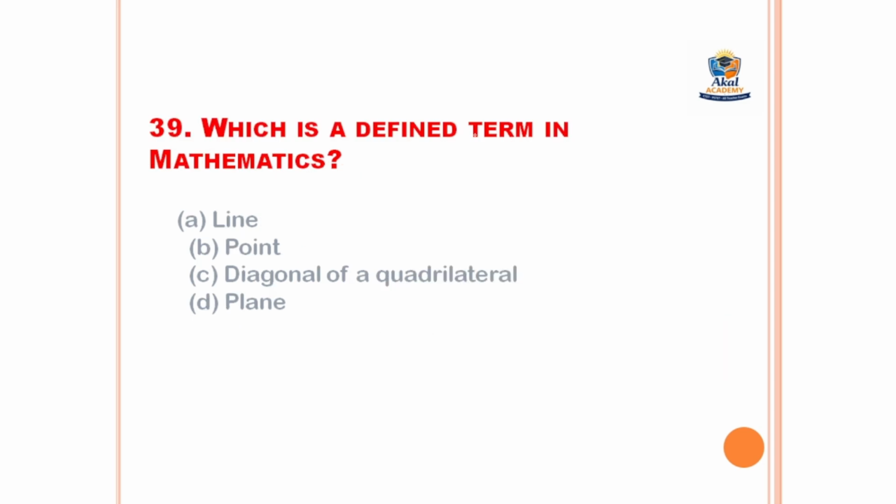Which is the defined term in mathematics? Line, point, diagonal of the quadrilateral, plane. Option A, line.